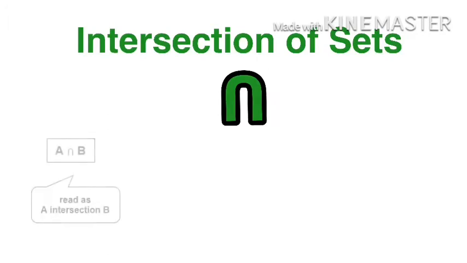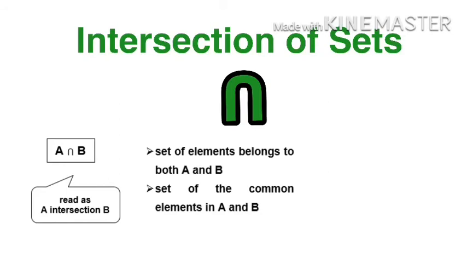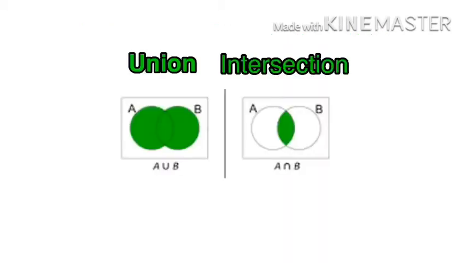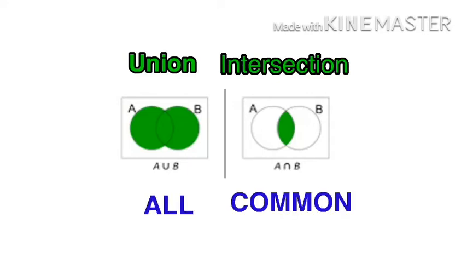But when you say intersection, it is denoted with this symbol. So A intersection B, or the intersection of A and B, is the set of all common elements in A and B, or these are set of elements that belongs to both A and B. The shaded part of the Venn diagram represents A intersection B. So you remember, pag union means all the elements, intersection is just the common elements.